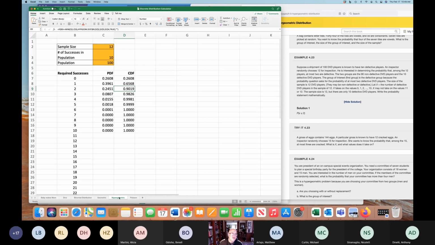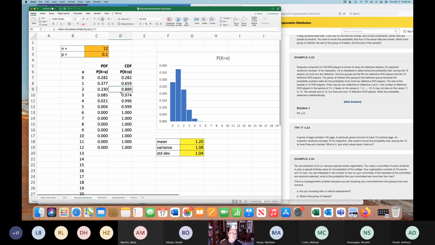Maybe the hypergeometric is wrong? I think I did it right. It's pretty close. 90.19. The binomial says what? Well, we're assuming an infinite population here, which might make the difference. This is the problem with statistics. You get something slightly different. Remember, these are models. These are not accurate to 100%.